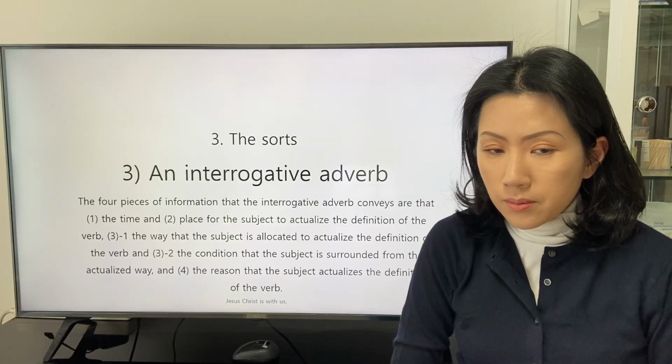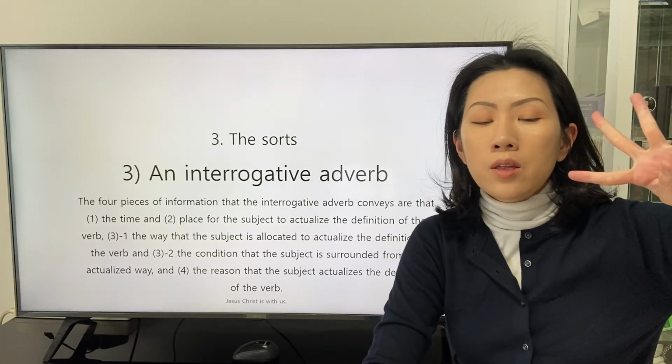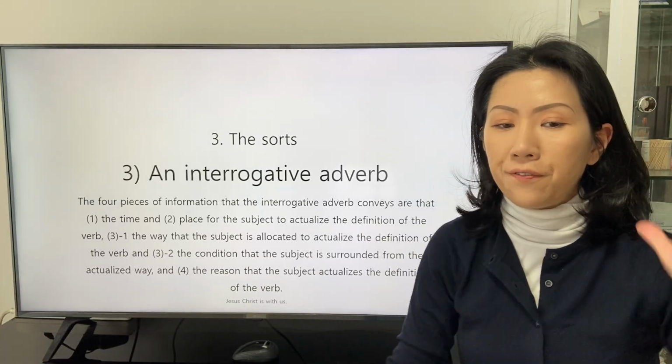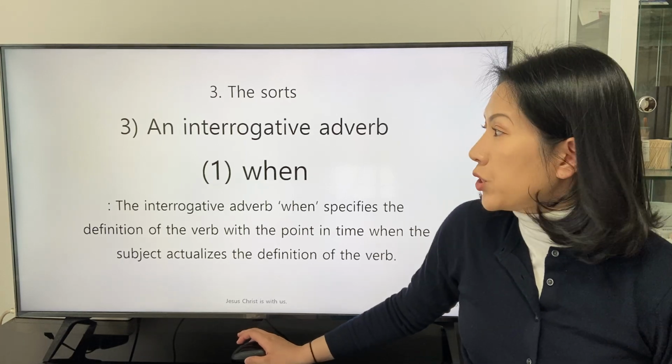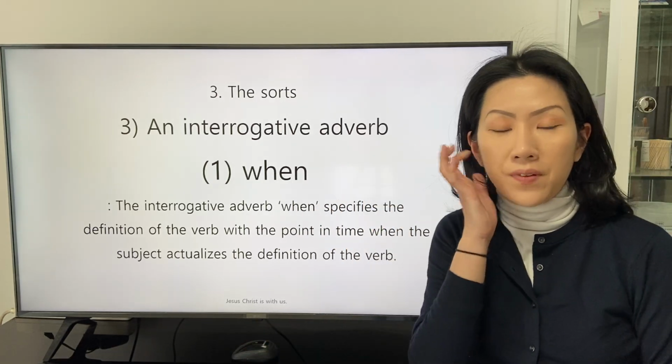And let's read the first one. And the reason that the subject actualizes the definition of the verb. Let's start to study with the first sort of the interrogative adverb, when.